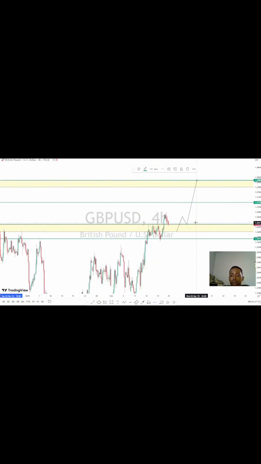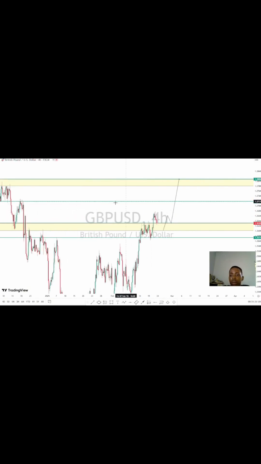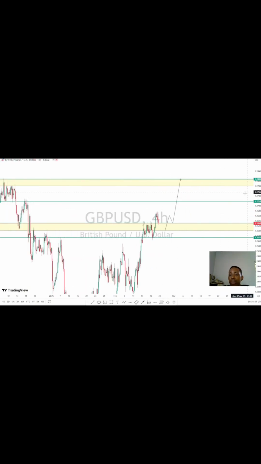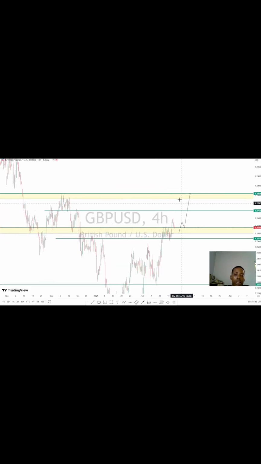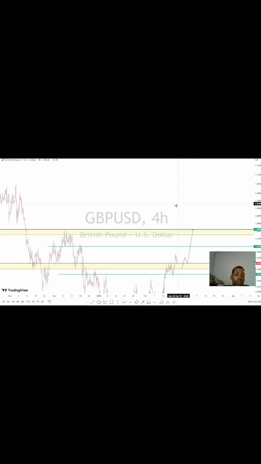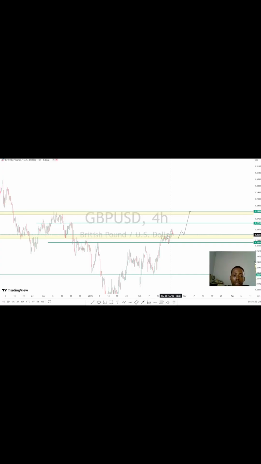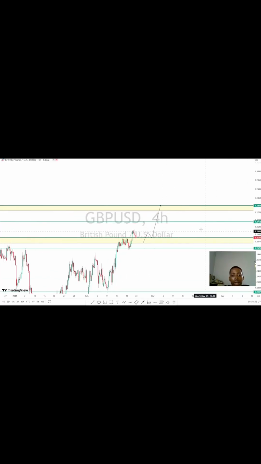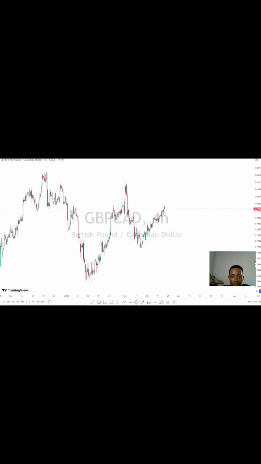So my first take profit on GBP USD will be around 1.27185, and my overall take profit for now is 1.28084. So if the market keeps on breaking this level and keeps making higher highs, I'll come back and do the next analysis. But for now, this is the level. This is my analysis on the GBP USD. So moving down to the next page, GBP CAD.